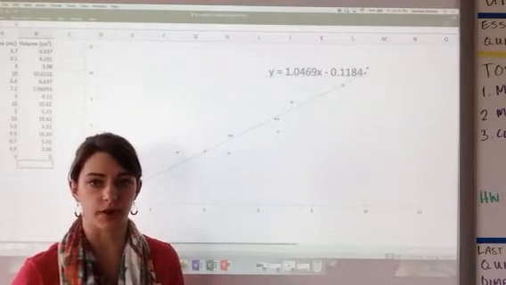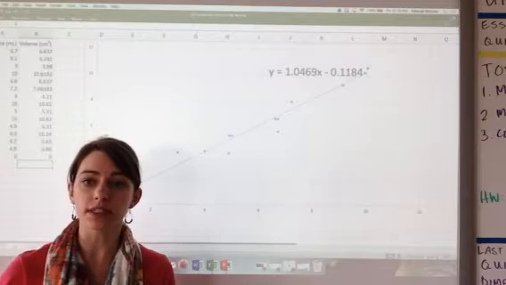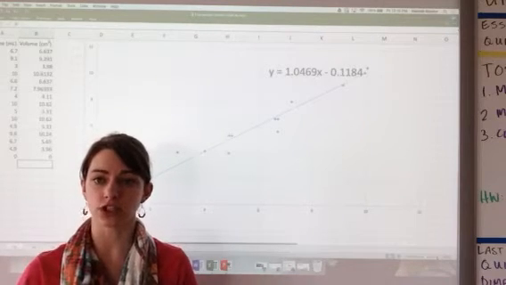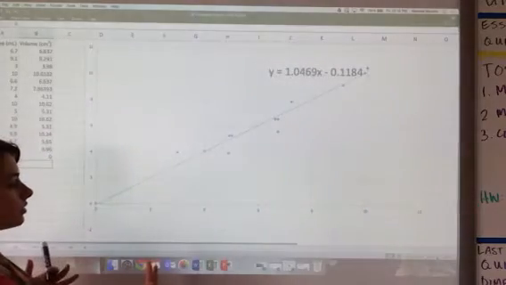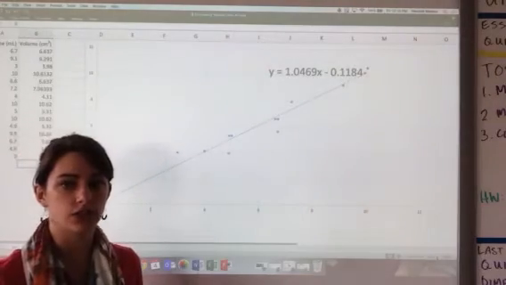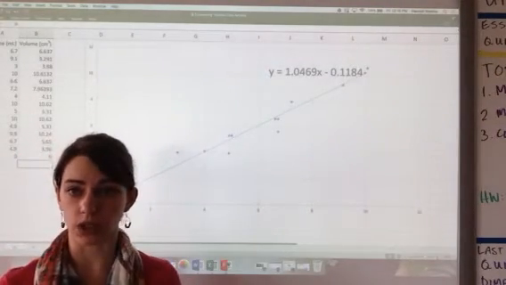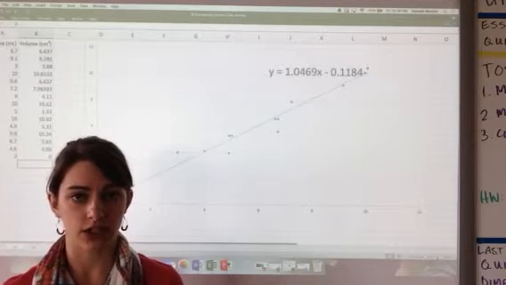This is a graph produced by one of our classes for the Comparing Volume Units activity. Remember, the purpose of this activity was to compare centimeters cubed and milliliters. So when we did this, we took different objects of different sizes and we measured their volume with a ruler and calculated the volume of the cylinders, and the units on that would be centimeters cubed.